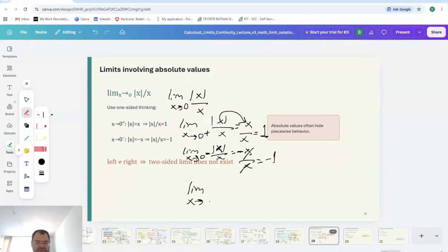When x goes to 0, the absolute value of x divided by x does not exist, since the right side of the limit and the left side of the limit are not equal to each other, so the limit doesn't exist.